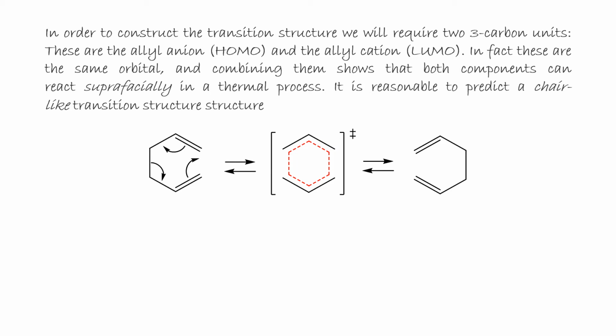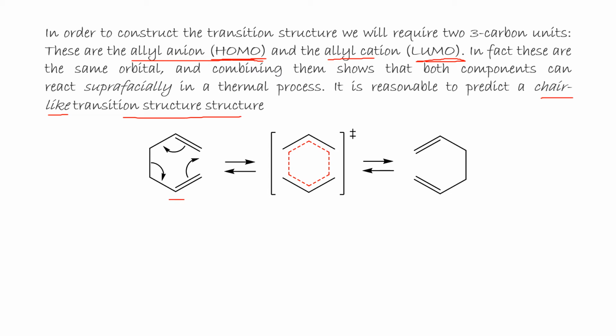In order to construct the transition structure, we require two 3-carbon units. These are the allyl anion, which we will consider as a HOMO, and the allyl cation, which we will consider as a LUMO. In fact, these are the same orbital, and they combine so that both components can interact suprafacially in a thermal process. It is reasonable to predict a chair-like transition structure.